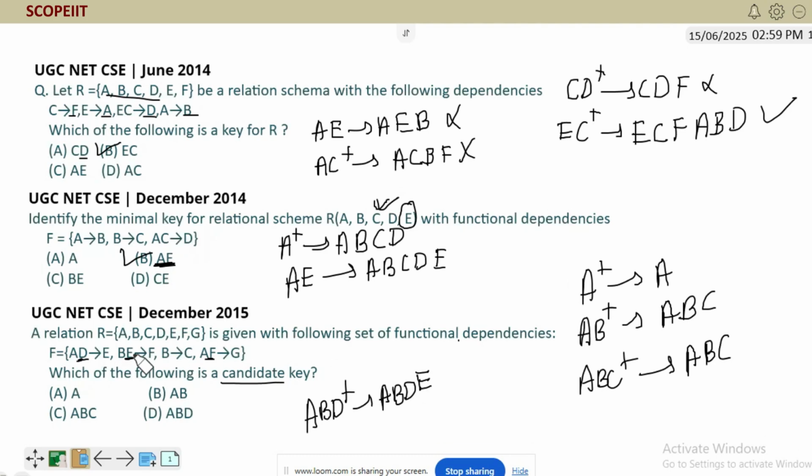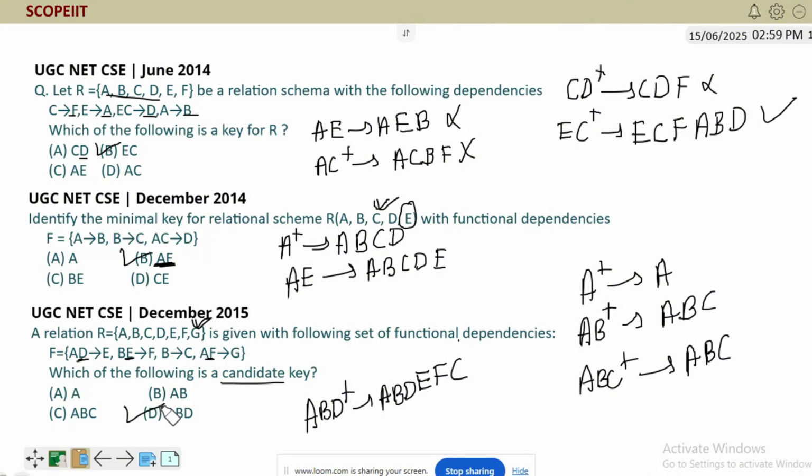From AD, we will get E. And we have B. So from B, we will even get F also. Then we even have a B, right? So from B, we will get C also. So you can check A, B, C, D, E, F. We got all the elements which are present in the relation. So the correct answer for this question is option D.